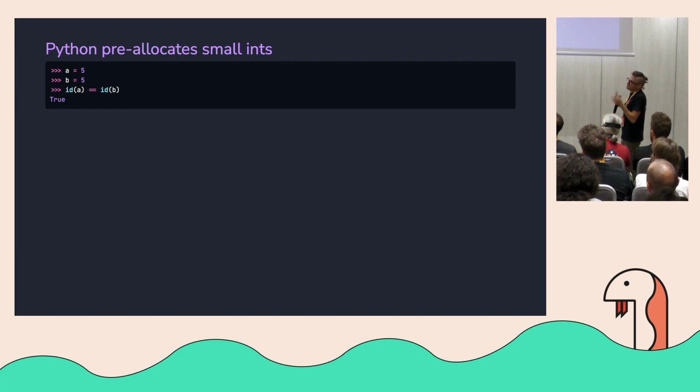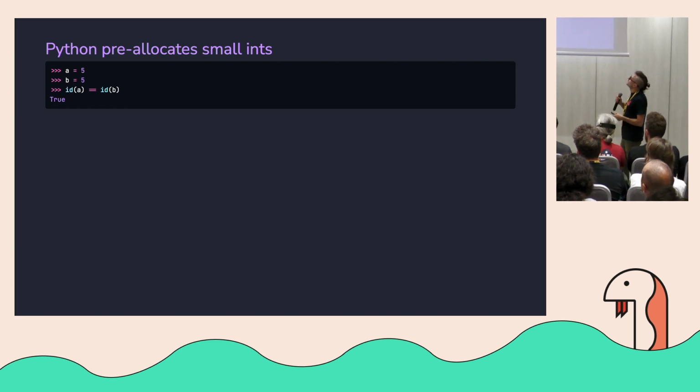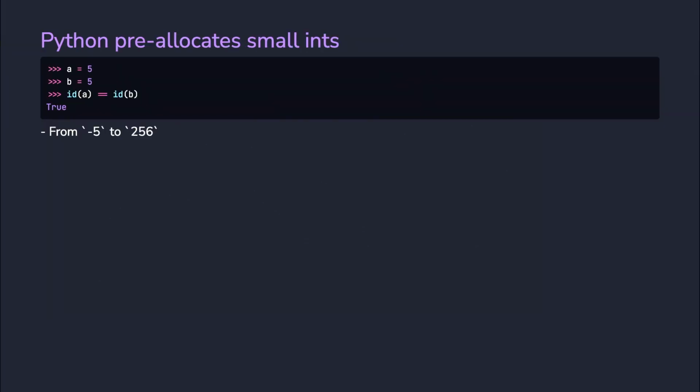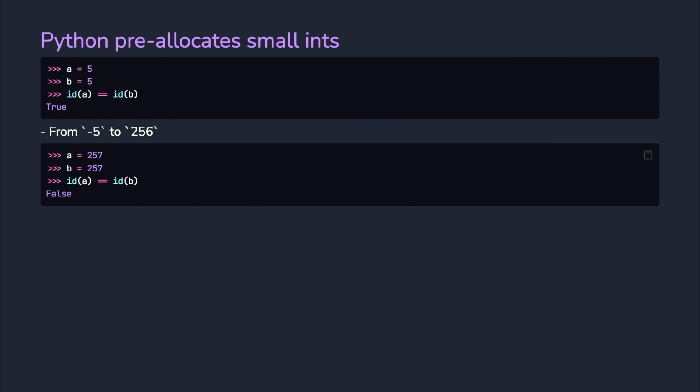A useful thing, I don't know if it's useful, thing to know is that Python pre-allocates small integers. So in this example, we have 2 variables with the same little integer value, which is 5. And you can notice that the identity is the same. This happens with integers from -5 to 256. This is something that the Python team decided because probably these integers are used a lot. Here's a little proof that if you go outside the range, that does not happen anymore.